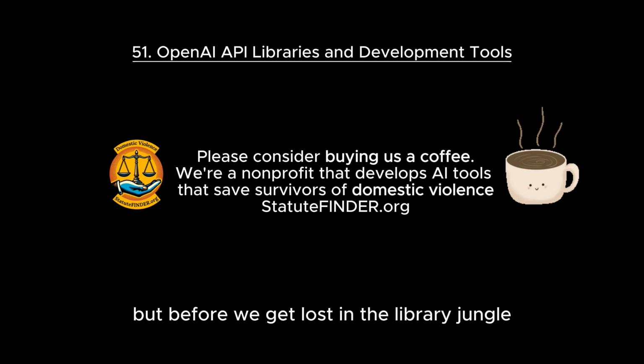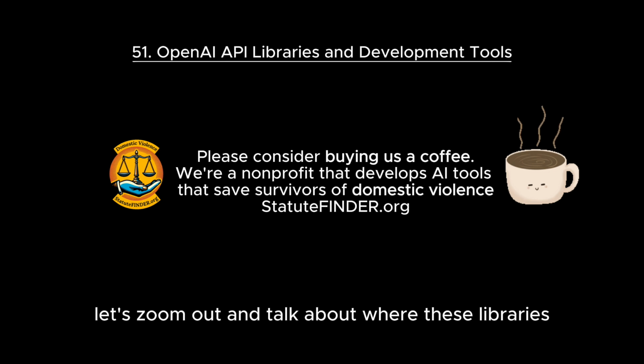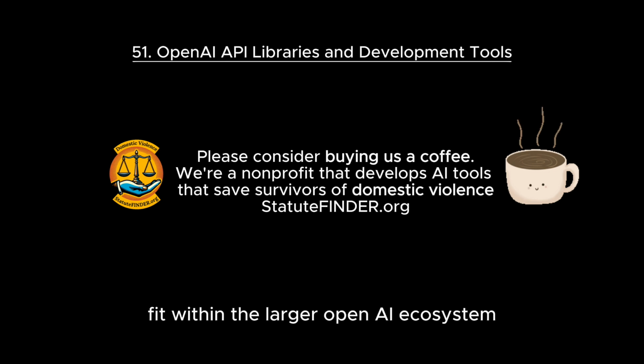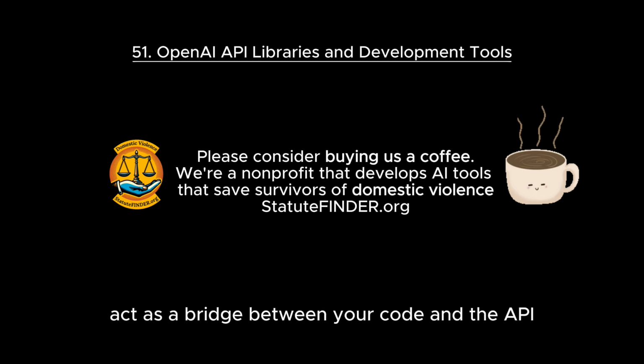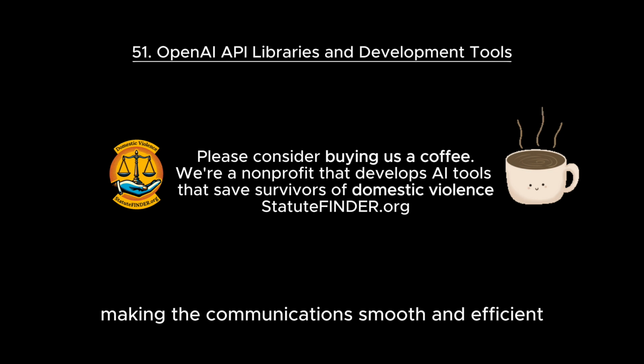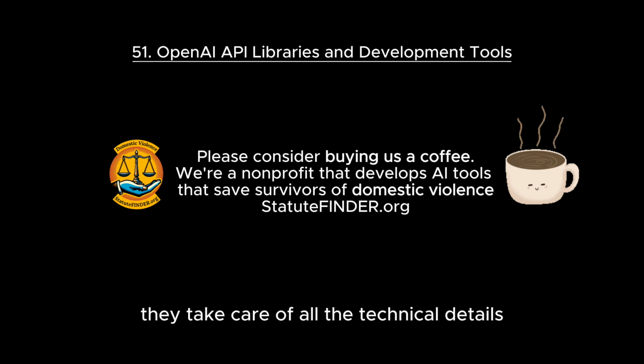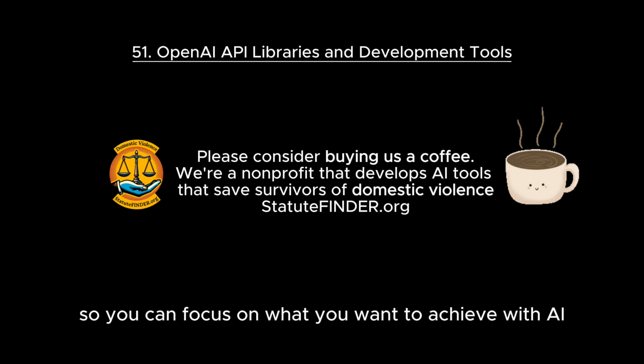But before we get lost in the library jungle, let's zoom out and talk about where these libraries fit within the larger OpenAI ecosystem. Right. Remember we talked about the API being that communication channel? Well, the libraries act as a bridge between your code and the API, making the communication smooth and efficient. They take care of all the technical details so you can focus on what you want to achieve with AI.